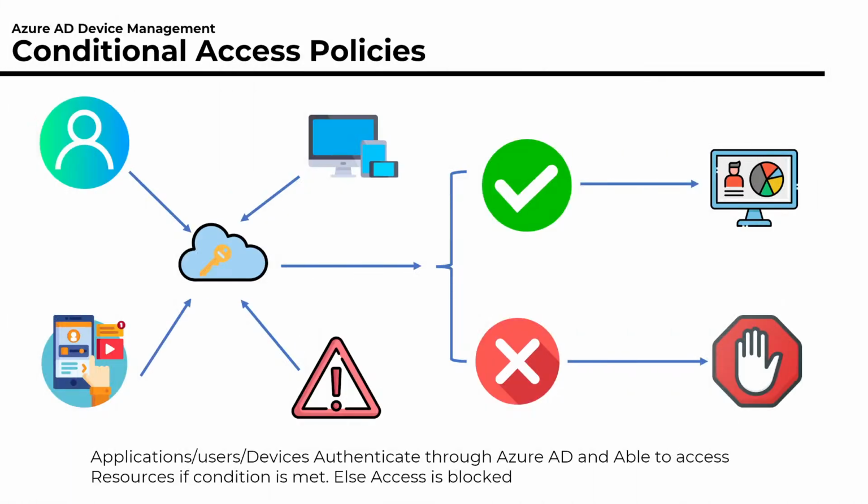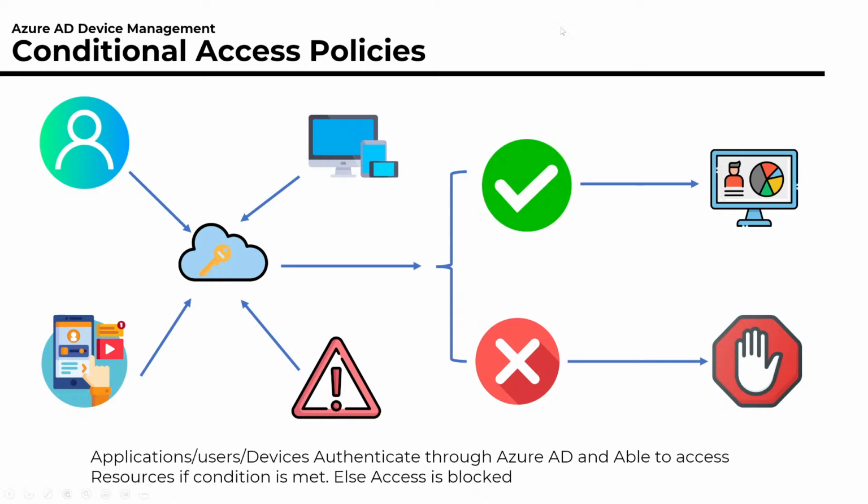So how do we set the conditional access policies? First of all, what are the conditional access policies? Conditional access policies are the authentication and authorization policies that are set in an organization to allow or deny access to the users based on the conditions that we set.